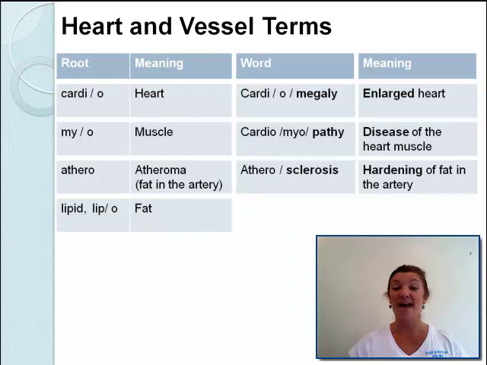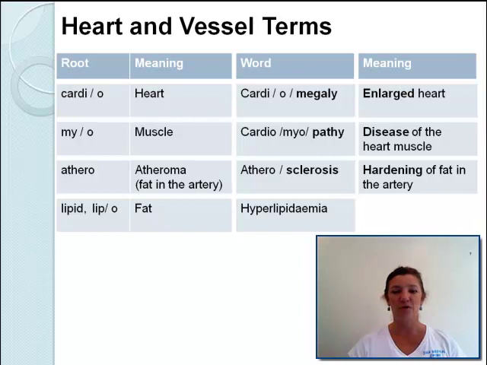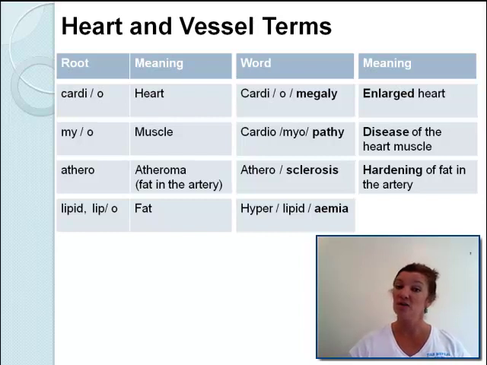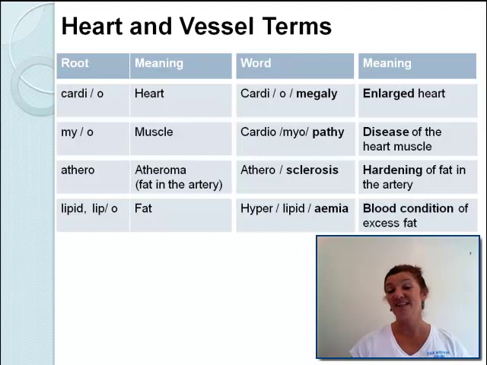Lipid or lipo is fat. Hyperlipidemia. Let's break this down. We've got two breaks here. Hyper, break, lipid, break, emia. Emia is the blood condition, so there's something wrong with the blood. Lipid is fat, and hyper is too much. So we have here a blood condition of excess fat. This excess fat may lay itself down in your vessels and cause atherosclerosis, the term above.